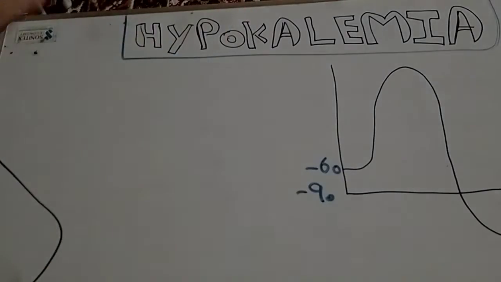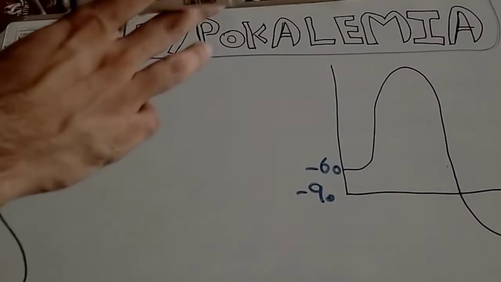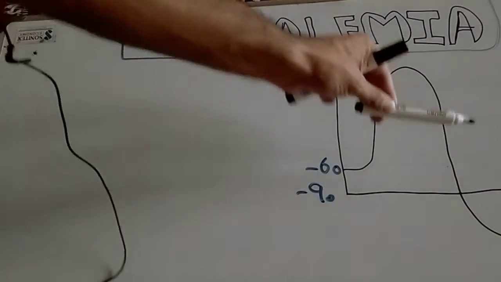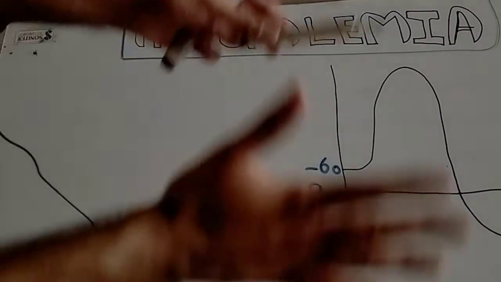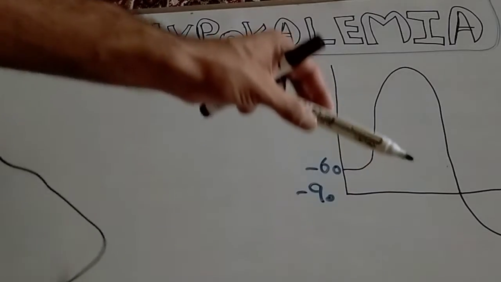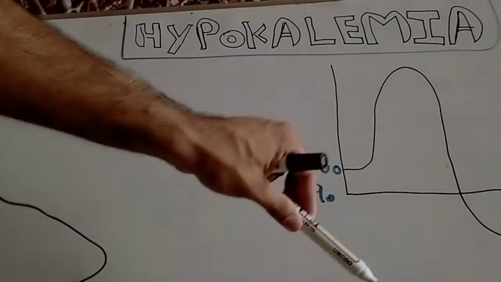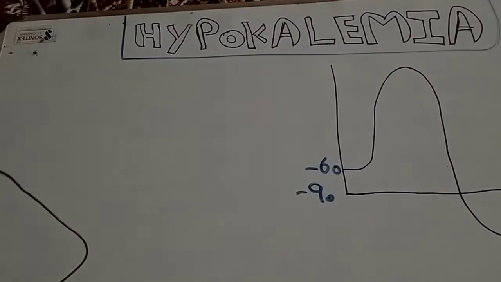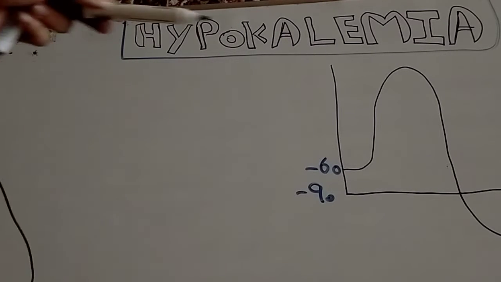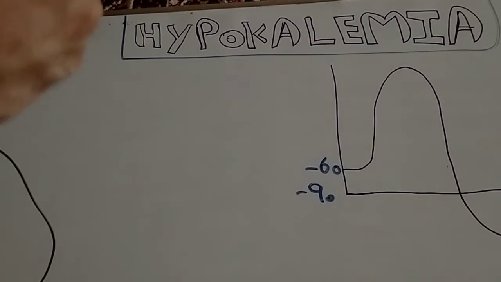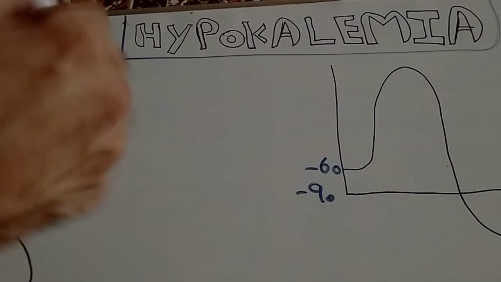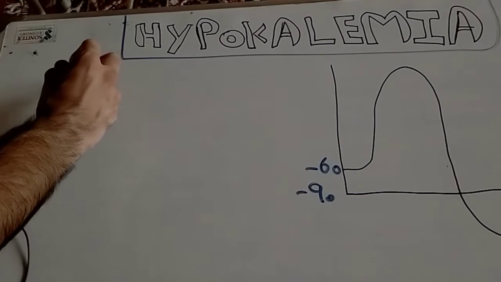So what happens in hypokalemia? In hypokalemia, we know that in the extracellular fluid there is a deficiency, or potassium ions are very much less there. So that's why potassium ions from inside the cell rush through the membrane into the extracellular fluid, because there is hypokalemia. Potassium ions are less in the extracellular fluid. So that's why the resting membrane potential increases.